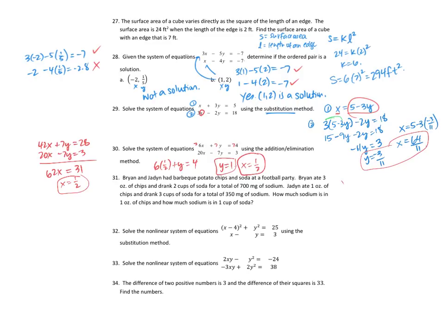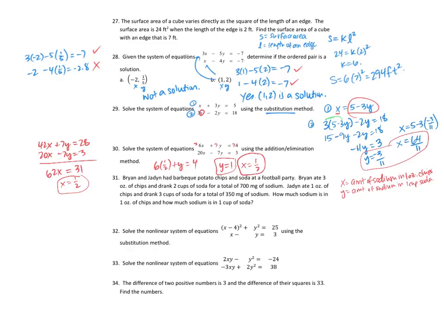So let's let x be the amount of sodium in 1 ounce of chips, and we'll let y be the amount of sodium in 1 cup of soda. Okay, and so what I'm going to do is make 2 equations. One equation has to do with the amount of sodium Brian consumed.